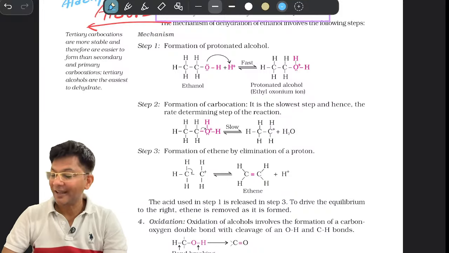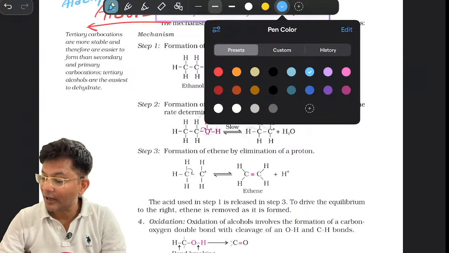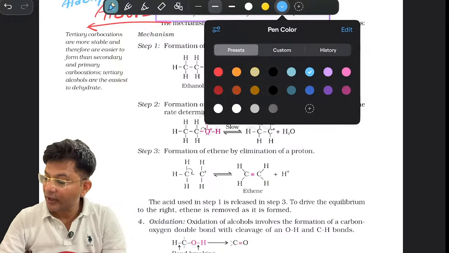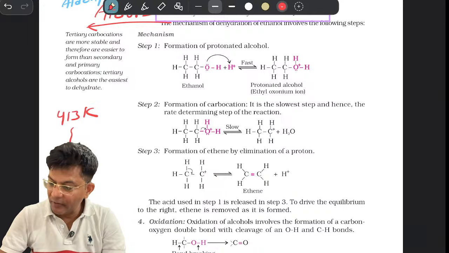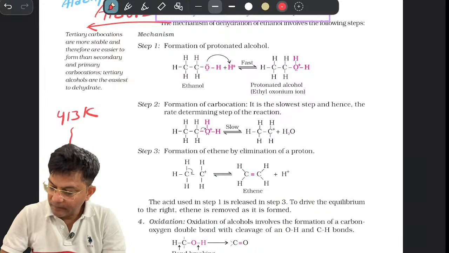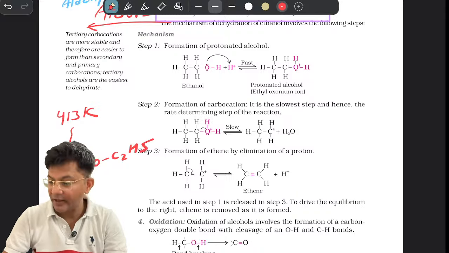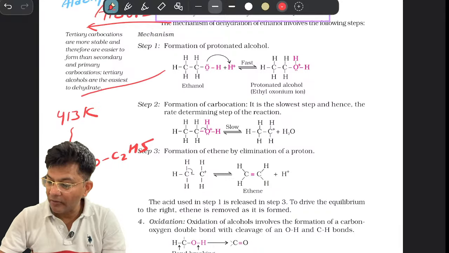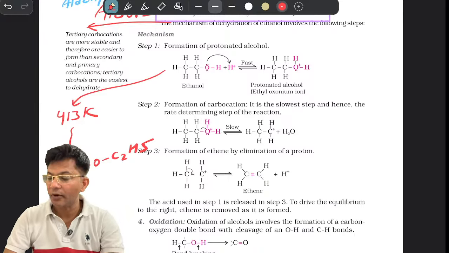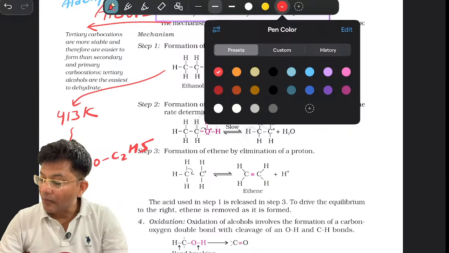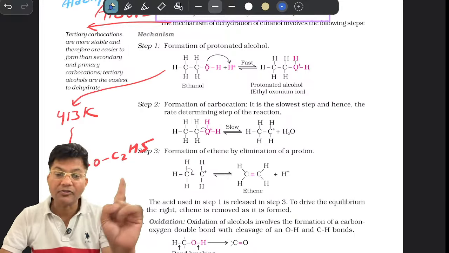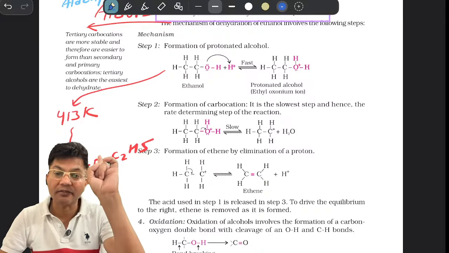Now see what I am going to tell you, kids. At 413 Kelvin, ethyl alcohol will form diethyl ether, and that is known as Williamson's continuous etherification. Ethyl alcohol on reaction with concentrated H2SO4 at 413 Kelvin will form diethyl ether, and it is known by the name Williamson's continuous etherification. It's not Williamson's synthesis of ether, that's a different reaction.